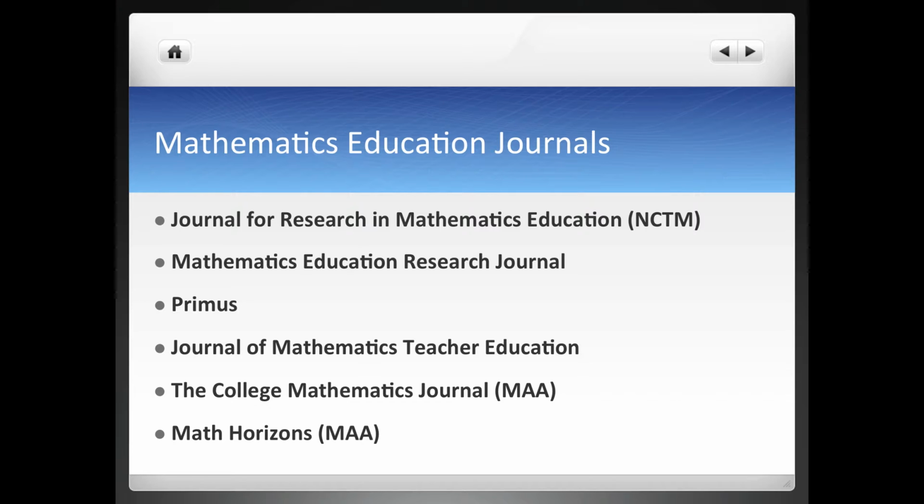All right, gang. On your radar, you have to start thinking about these mathematics education journals. The one that I refer to the most is the Journal for Research in Mathematics Education. It's through the National Council of Teachers of Mathematics. It is good stuff. Another one I'm not as familiar with is Mathematics Education Research Journal. I've cited things from that journal. It's good. Primus through AMS, the American Mathematical Society. Also a very, very good journal.